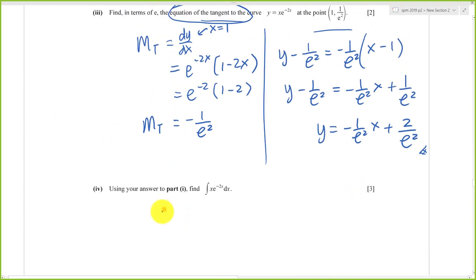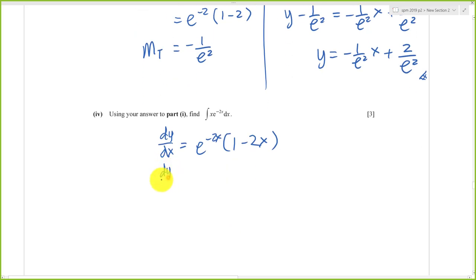I'm going to copy this thing. dy/dx equals what? e^(-2x)(1 - 2x). Since I need to use this answer to actually solve this part, I will just expand this one first. Later I'll explain why. This is e^(-2x) minus 2x e^(-2x), isn't it?